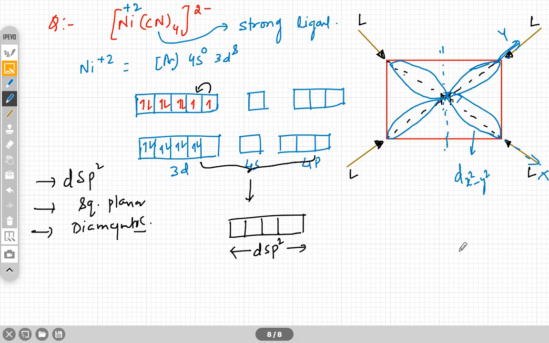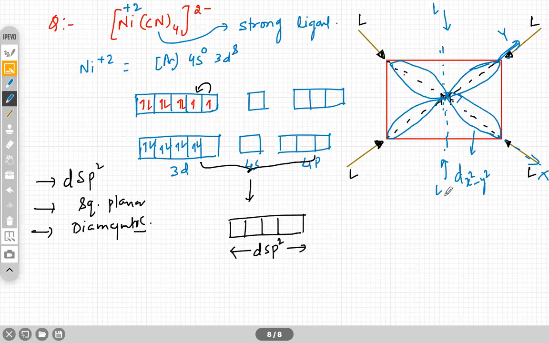Now, what is square bipyramidal? We have these four ligands, and along with these four ligands, we have two more. One is from this side, and the other one is from this side. Yes or no? That is only square bipyramidal. So if I ask you which d orbitals are involved in square bipyramidal geometry, what is your answer? dx square minus y square and dz square. Yes, very good.